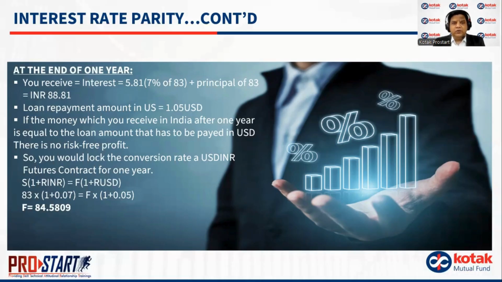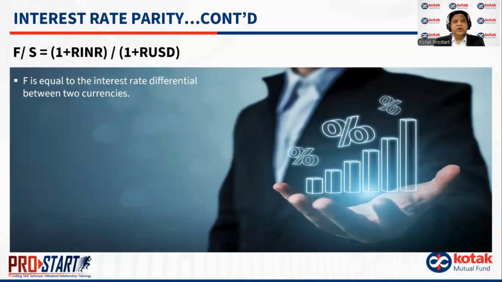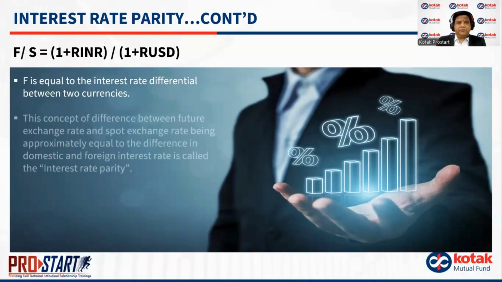So how will the equation look? The equation will look like this: S into (1 plus R-INR) is equal to F into (1 plus R-USD). That is 83 into (1 plus 0.07) is equal to F into (1 plus 0.05). So the futures price calculated by this equation is 84.5809. This is the rate which we used. So F reflects the interest rate differential between the two currencies.